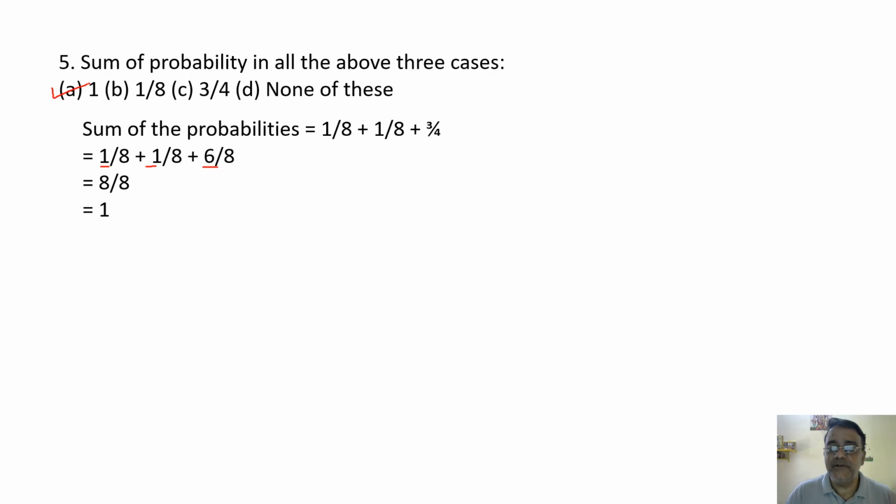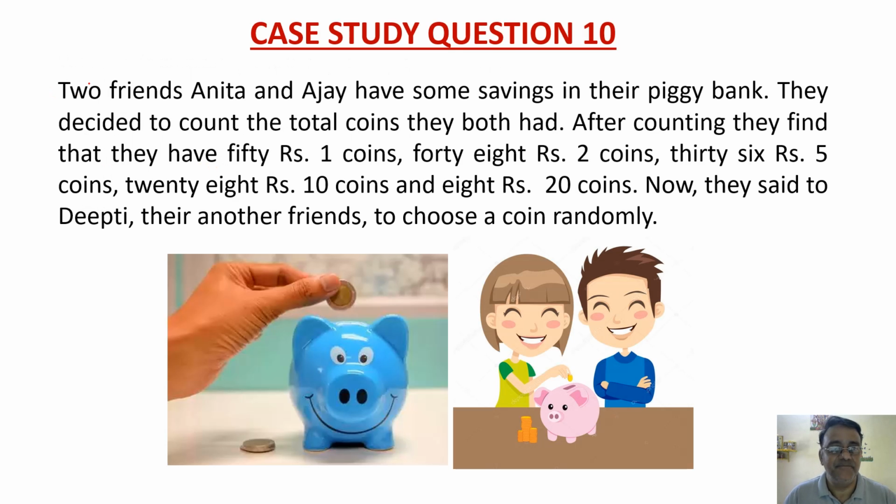Right. Now we are moving toward the last case study, question number 10. Two friends, Anita and Ajay, have some savings in their piggy bank. They decided to count the total coins they both had. After counting, they find that they have 50 rupees 1 coins, 48 rupees 2 coins, 36 rupees 5 coins, and 28 rupees 10 coins, and 8 rupees 20 coins. Now they asked Dipti, their another friend, to choose a coin randomly.